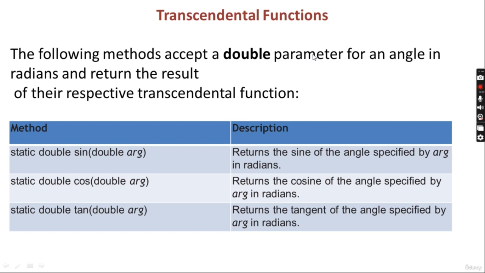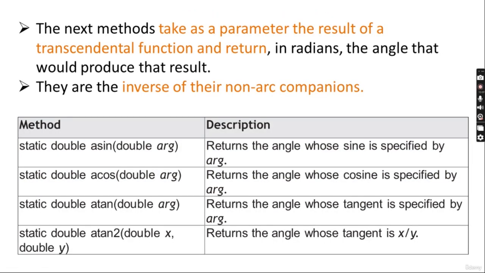Static double tan(double arg) returns the tangent of the angle specified by arg in radians. The next methods take as a parameter the result of the transcendental function and return in radians the angle that will produce the result. Now we will see those methods that take as a parameter the result of the transcendental function.